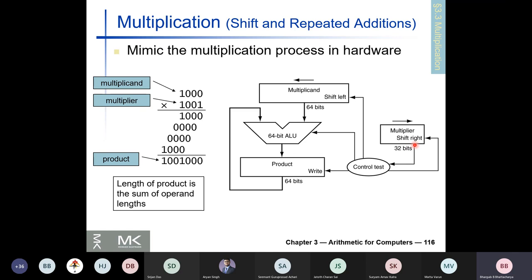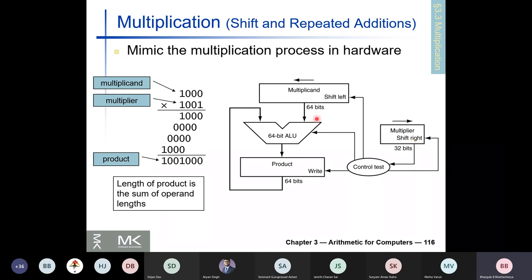Depending on whether this bit is 0 or 1: if this bit is 0, nothing is to be done, only that this partial product term has to be shifted a little bit. That's why there is a shift left mechanism here. So this multiplicand can be shifted towards the left at each step, regardless of whether the rightmost bit of the multiplier is 0 or 1. As soon as you are done, you shift the multiplier towards the right so that you can now examine the next bit. And there is a controller here which checks whether the corresponding bit is 0 or 1.